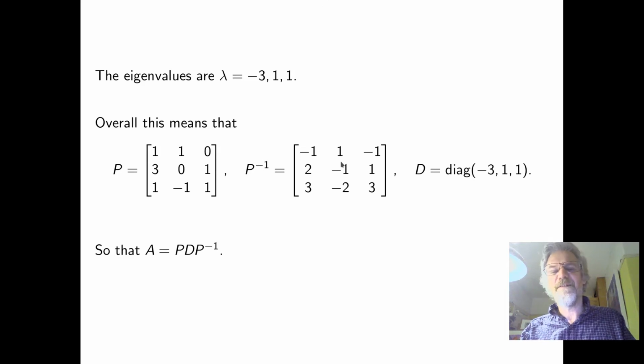So we work out the inverse using the formula, if you like. In any case, you can check that this is the inverse, and D is the diagonal matrix with -3, 1, 1. So that has been able to diagonalize it, and the trick was, even though it had repeated roots, it had two independent eigenvectors for the repeated eigenvalue.